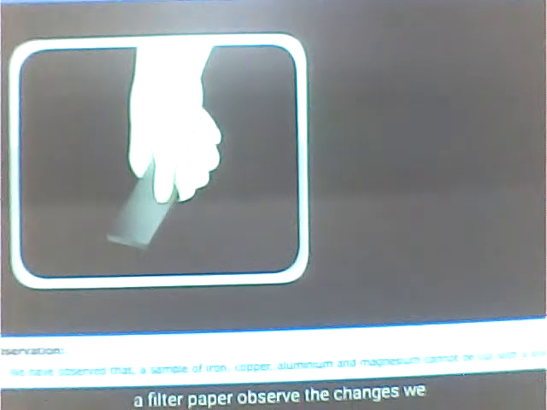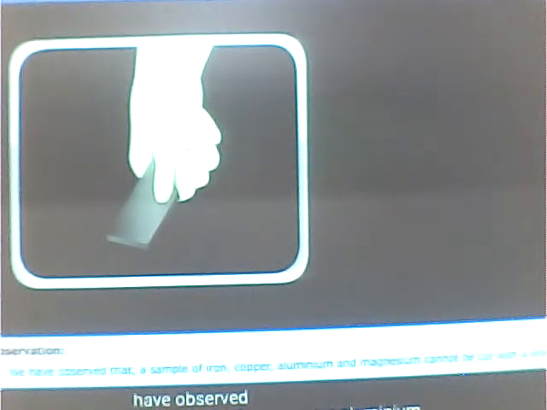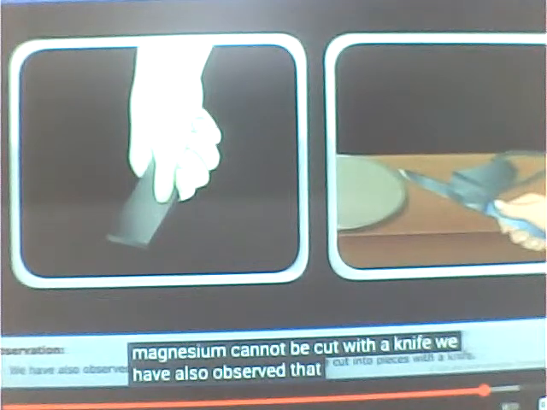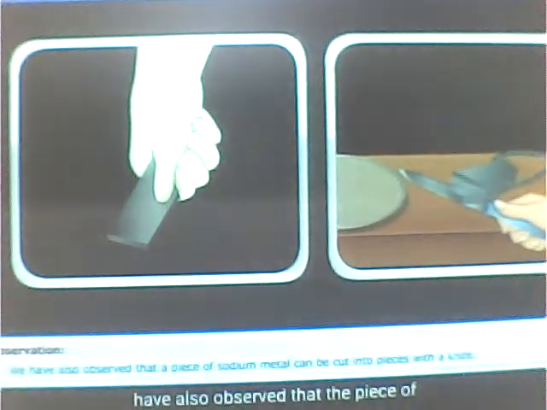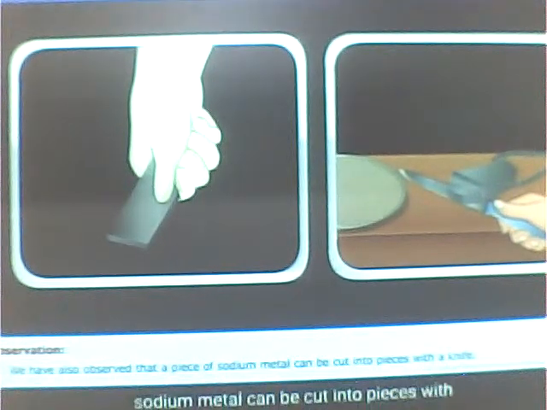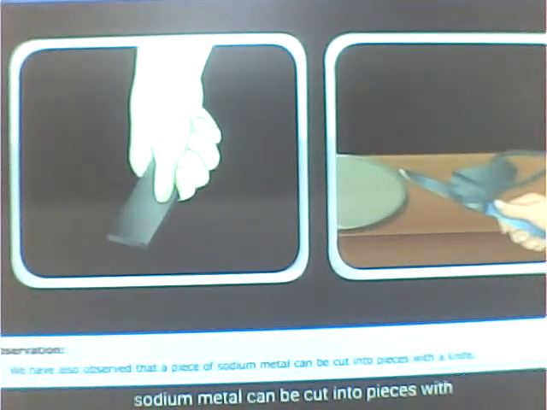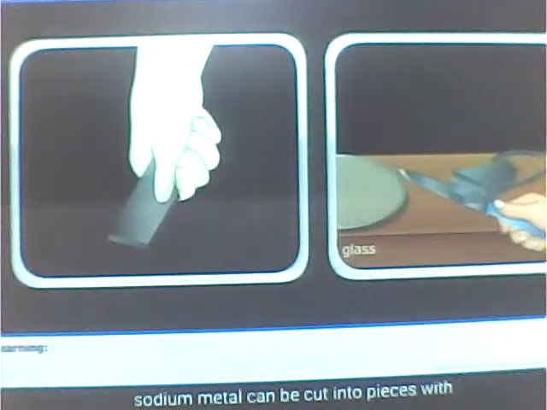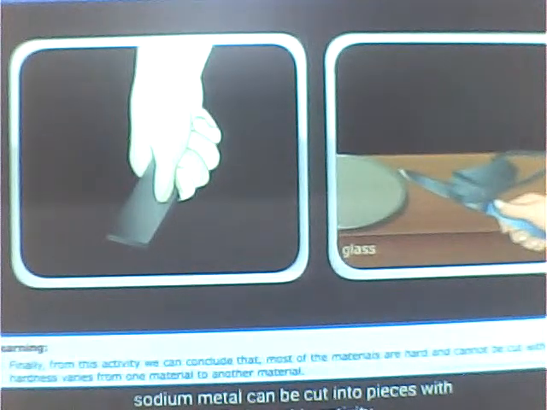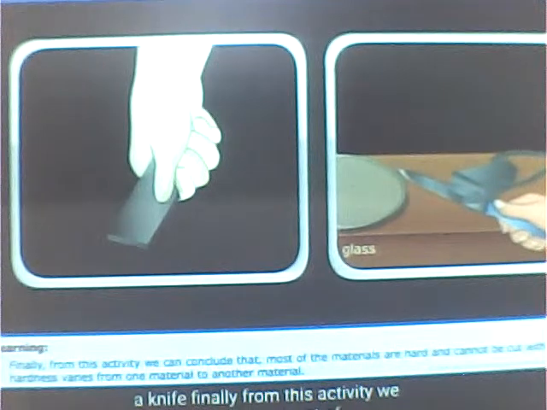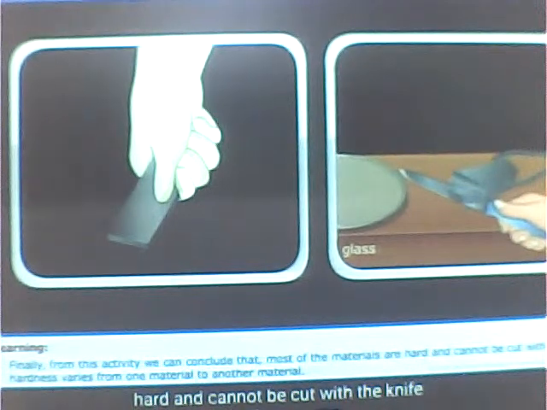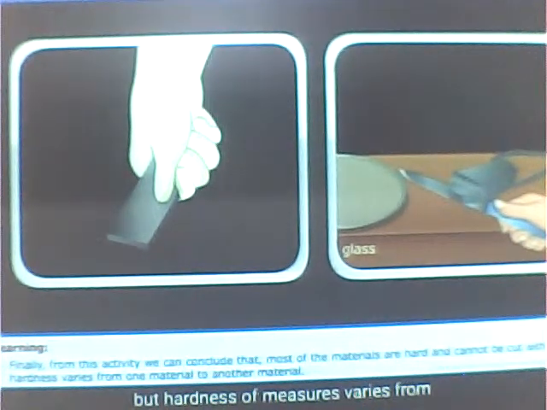We have observed that the sample of iron, copper, aluminium, and magnesium cannot be cut with a knife. We have also observed that the piece of sodium metal can be cut into pieces with a knife. Finally, from this activity, we can conclude that most of the metals are hard and cannot be cut with a knife, but hardness of metals varies from metal to metal.